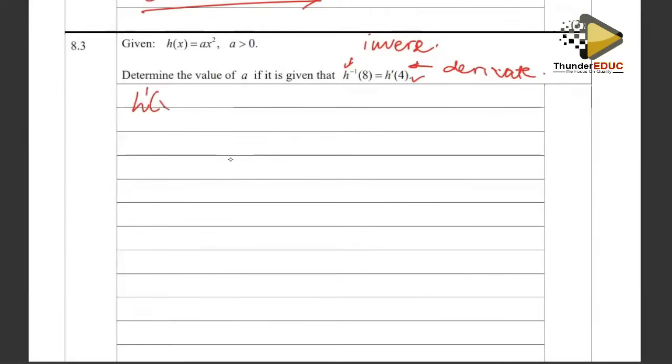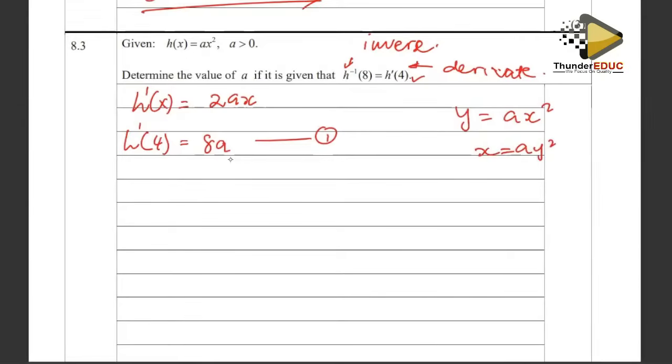So h prime of x is going to be 2ax. But then they're telling us if x is 4, okay, h prime of 4 is going to be 2 times a times 4, which gives us 8a. Call that equation 1. Then let's get the inverse. So inverse will be like y is ax squared. Switch them. x is ay squared. Divide both sides by a, and then find the square root. So y is plus minus. Okay, but they told us that a must be greater than 0.